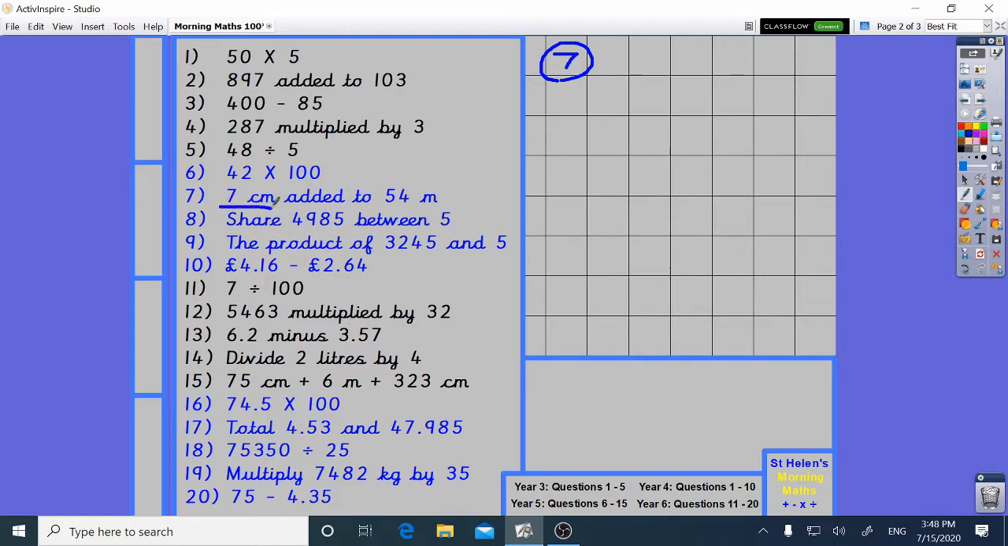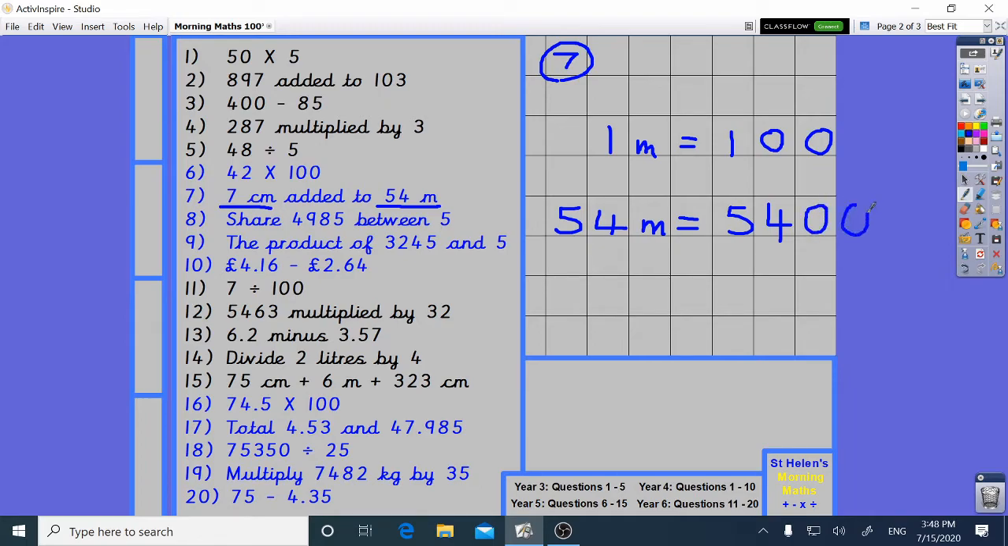7 centimetres added to 54 metres. Now, they're not in the same units, centimetres and metres. There is a lot of centimetres in 54 metres. There's 100 centimetres just in 1 metre. 1 metre would be 100 centimetres. 54 metres is 5,400 centimetres.